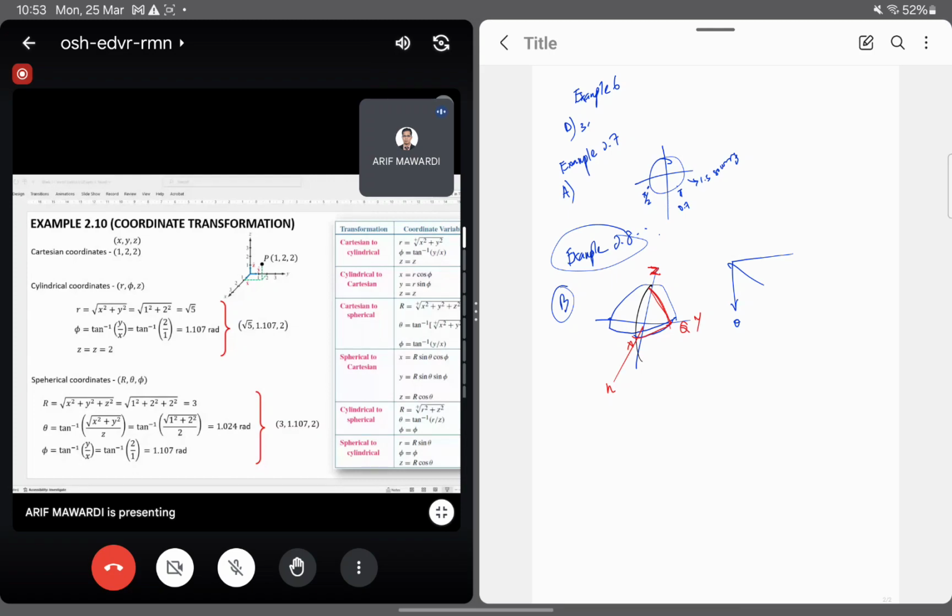So sekarang ni apa? Adakah yang appear sekarang apa? Example 2.10. Betul? Coordinate transformation. Betul. Okay. Yeah, okay, thank you.